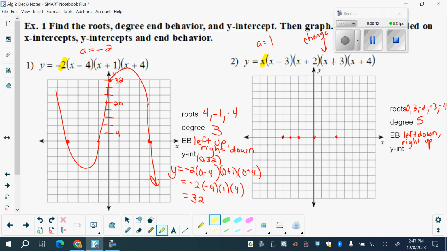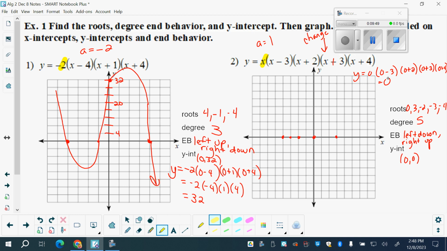Anybody know what the y-intercept is? How'd you know that, Leah? That's right. So if I were calculating it, I have 0, 0 minus 3, 0 plus 2, 0 plus 3, 0 plus 4. And so this 0 in the front makes everything 0. So if you don't need to compute that, you can look at that.